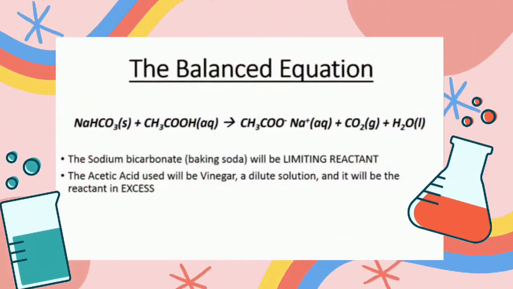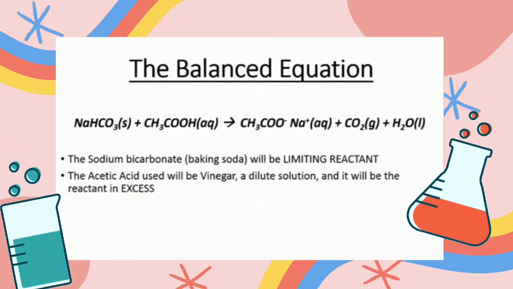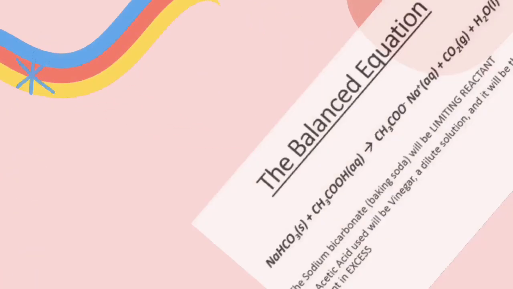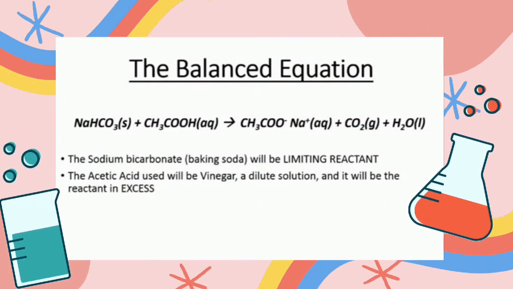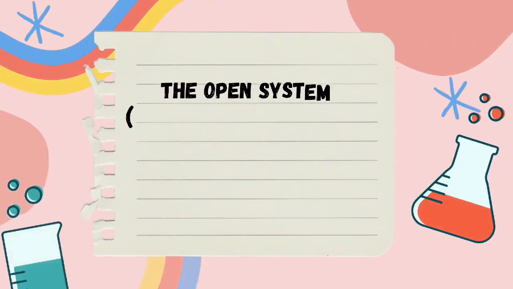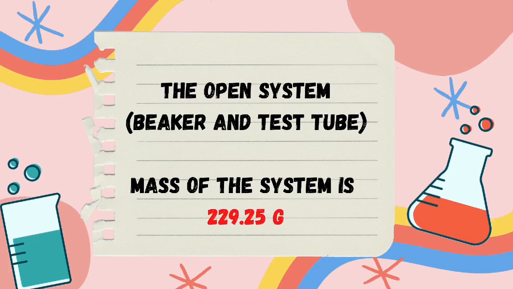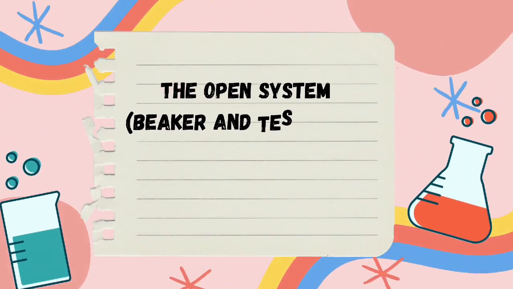Now, here is the balanced equation of the reaction of sodium bicarbonate or the baking soda and the acetic acid or the vinegar. The mass of the system, which is the beaker and the test tube, is 229.25 grams.